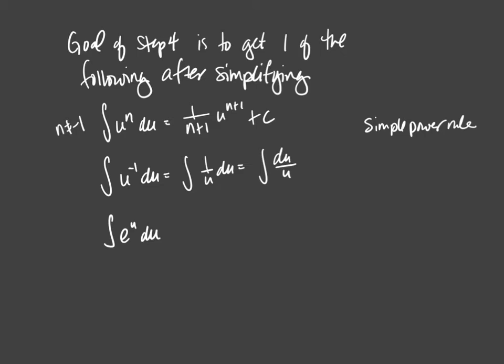The next one is basically the logarithm rule, right? This is the ln of U plus c. And the last one is the exponential rule, which the antiderivative of e to the x is e to the x. So if I change the variable, it doesn't matter, e to the u, the antiderivative of e to the u is still e to the u. So that's my goal in step 4, is to get one of these 3 after simplifying. In this video, we're going to focus on this first one. In other videos, we'll focus on 2 and 3, or maybe a combination of, okay?